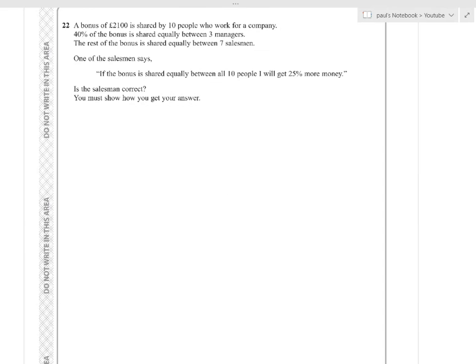Oh, this looks a long one. A bonus of £2,100 is shared by 10 people. 40% of the bonus is shared equally between 3 managers, and the rest is shared between 7 salesmen. One of the salesmen said, if the bonus is shared equally between all people, I will get 25% more. Right, so you've got 2,100 divided by the 10 people is £210 bonus. That's if it's all, right, doing this backwards, all equal.